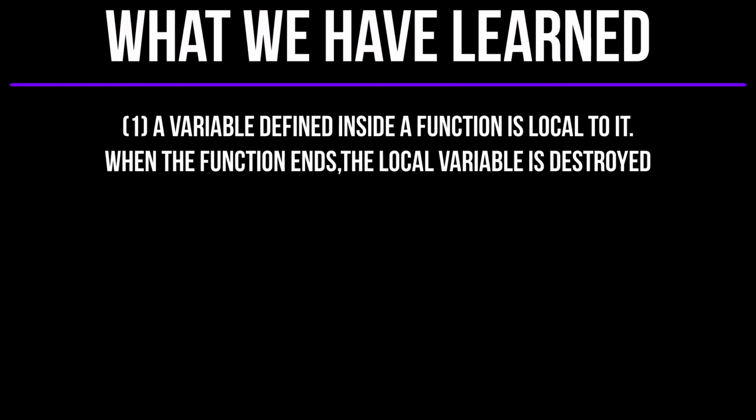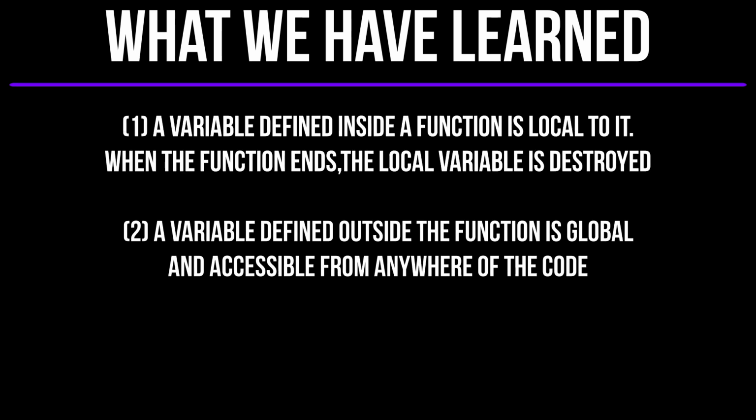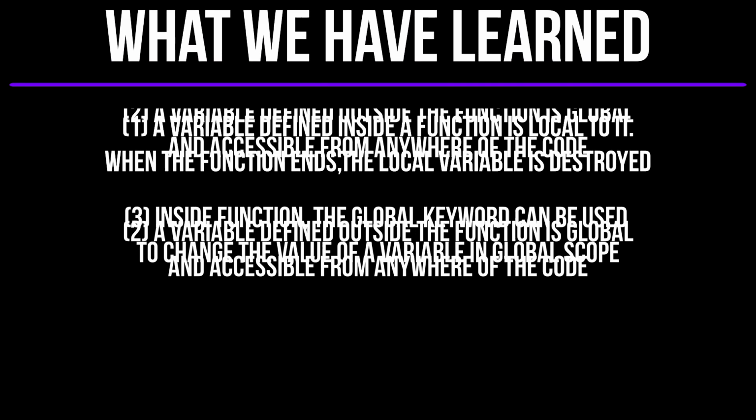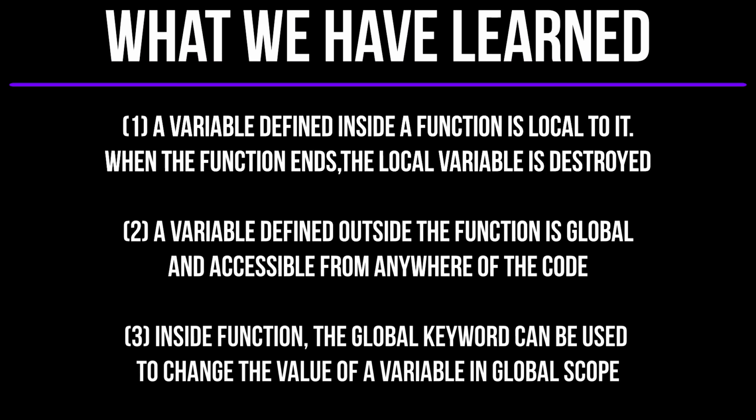So, a variable defined inside a function is local to it. When the function ends, the local variable is destroyed. A variable defined outside the function is global and accessible from anywhere in the code. Inside a function, the global keyword can be used to change the value of a variable in global scope.